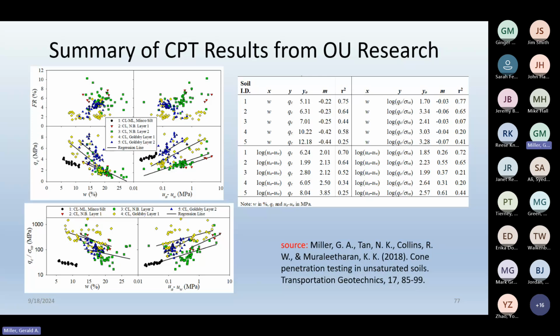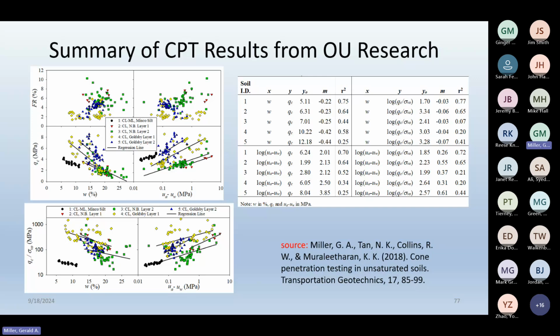So this is published if you're interested in the paper. We actually went and collected all of the data we could from the literature at the time that we wrote this paper. And oh, I'm sorry, I didn't explain the lower two graphs. These are the same, except we have normalized the tip resistance by the vertical stress.